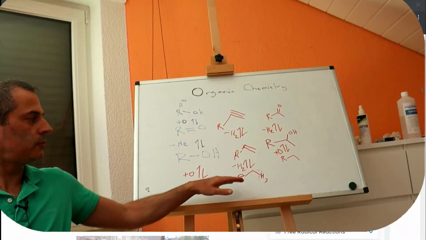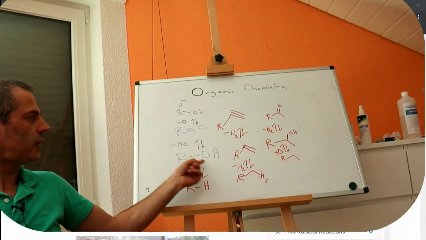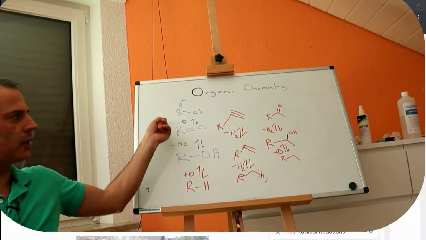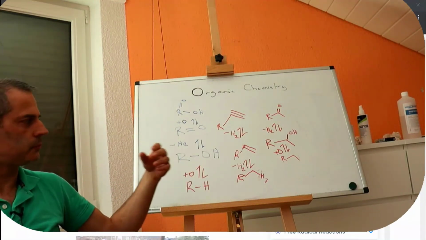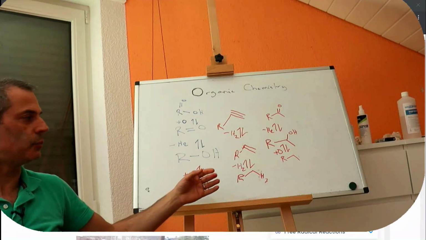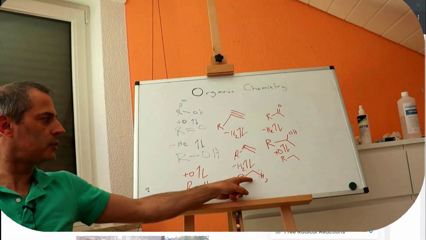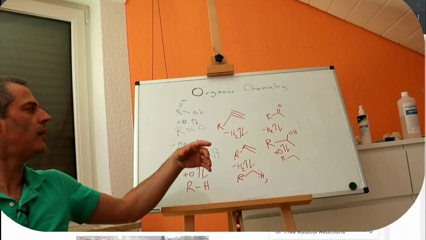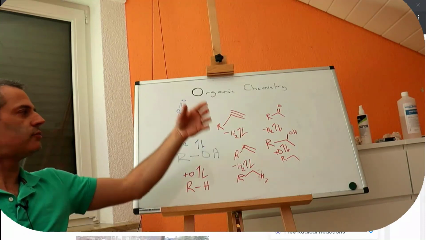So this row is an alkane row, where instead of adding oxygen, we are just removing hydrogen. And in exactly the same way, we're doing an oxidation at every step. So we're oxidizing our alkane to form an alkene, and we oxidize our alkene to form an alkyne.